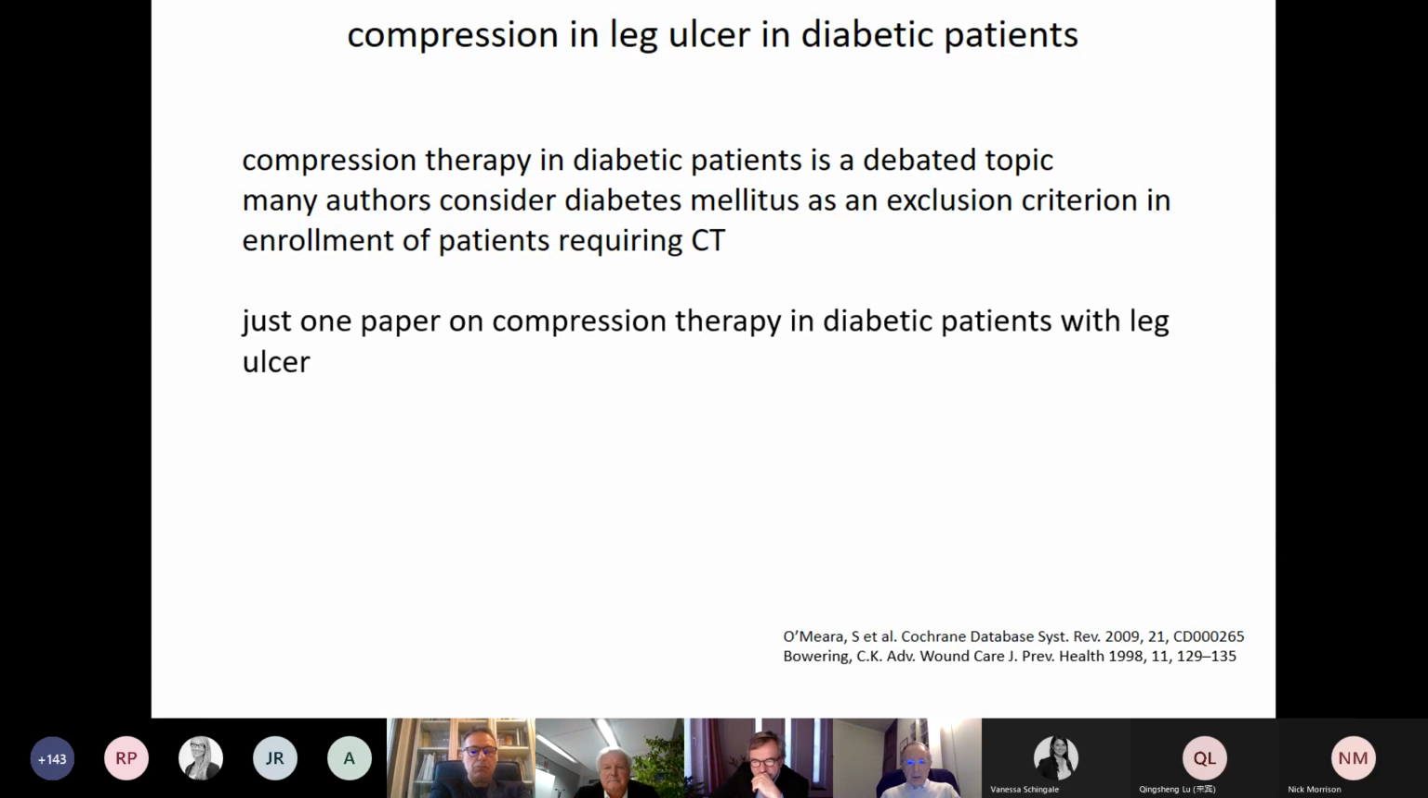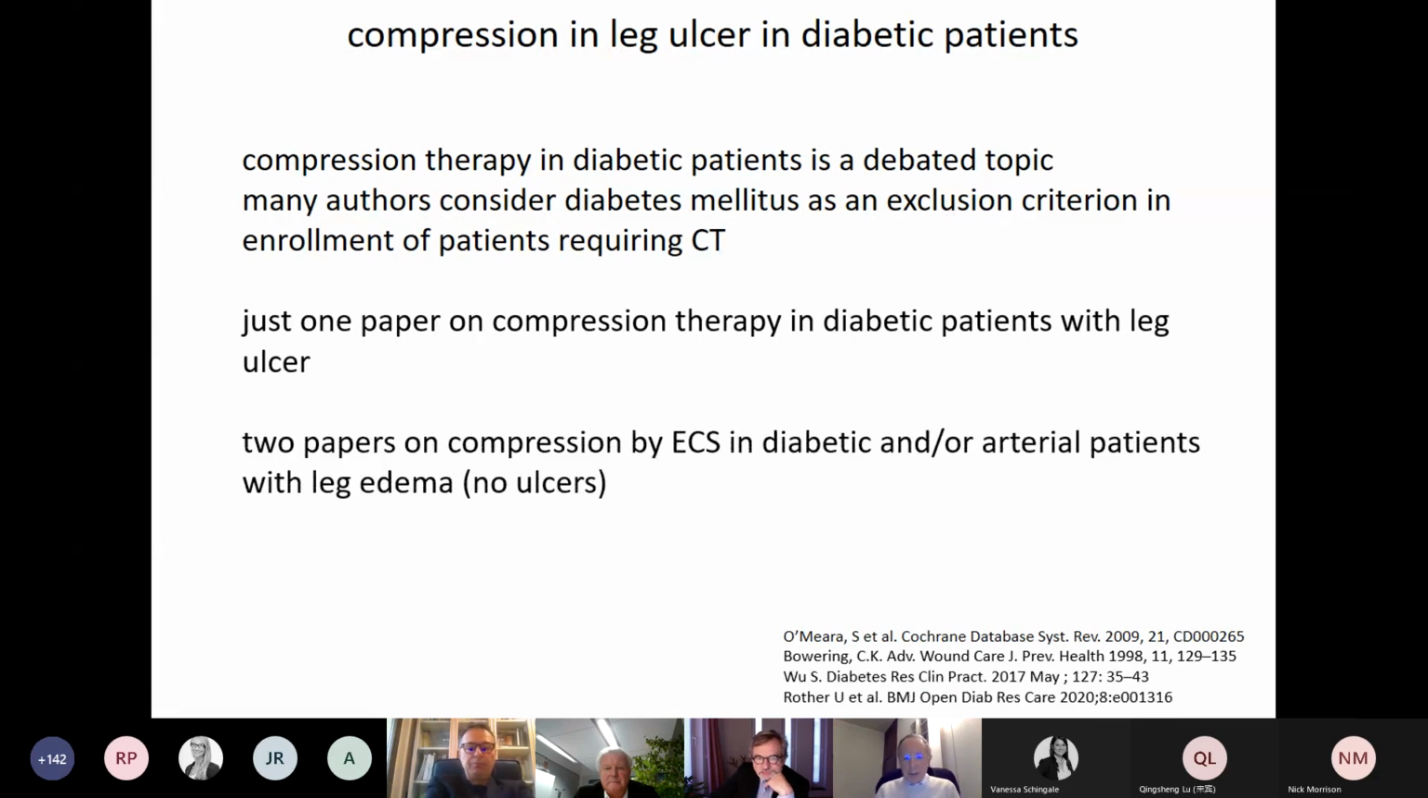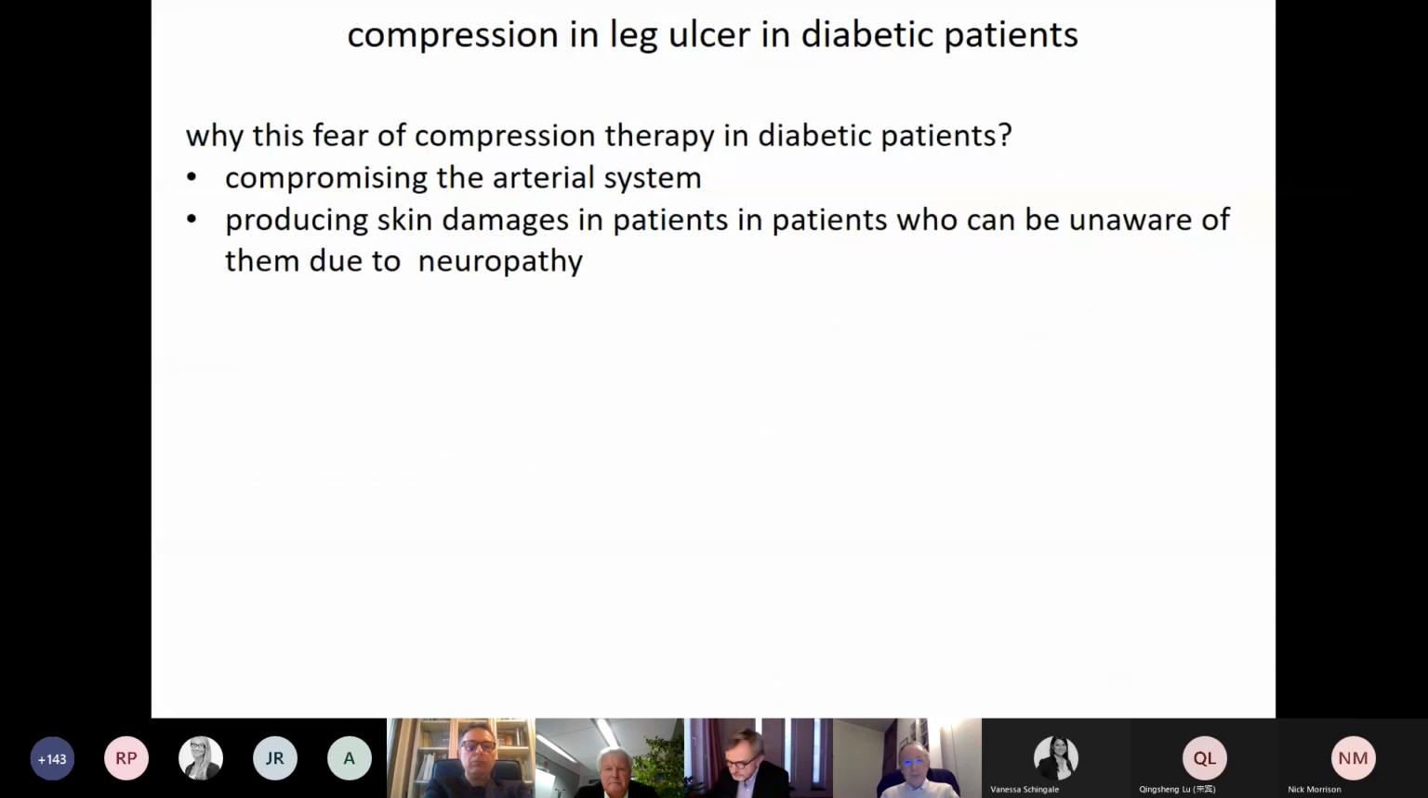So we don't have data at all, but we have just a single study on ulcers in patients with diabetes mellitus, and you see here that it is a very old study. And then we have studies on diabetes or arterial patients, but regarding edema and not ulcers. And I'm very happy to have seen the last study by Dr. Roeder speaking about compression in diabetes, and particularly concerning microcirculation.